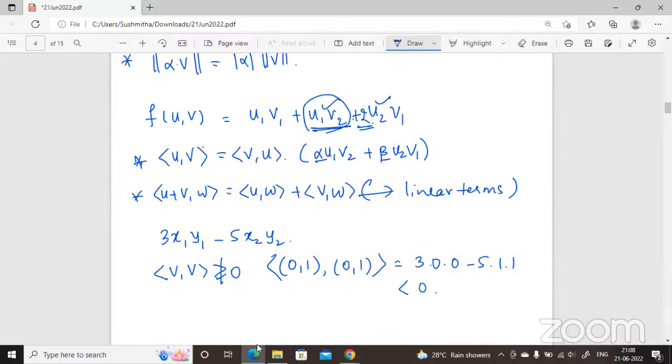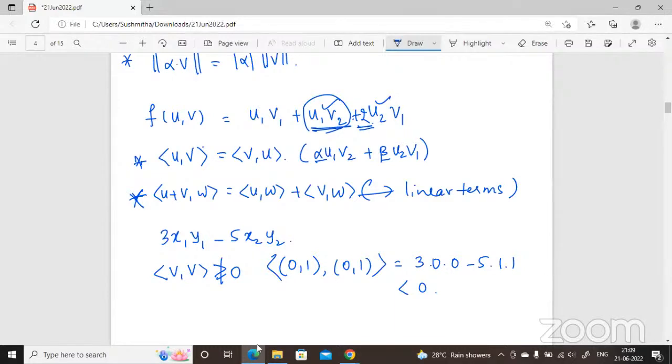Can we solve every question using this observation or technique? I'm not telling that if you have only linear terms, then it is an inner product. But what I'm telling is, if it does not have linear terms, check whether this condition is satisfied or not. To show that it is not an inner product, it's enough if you just show that one of the points is not correct, right?